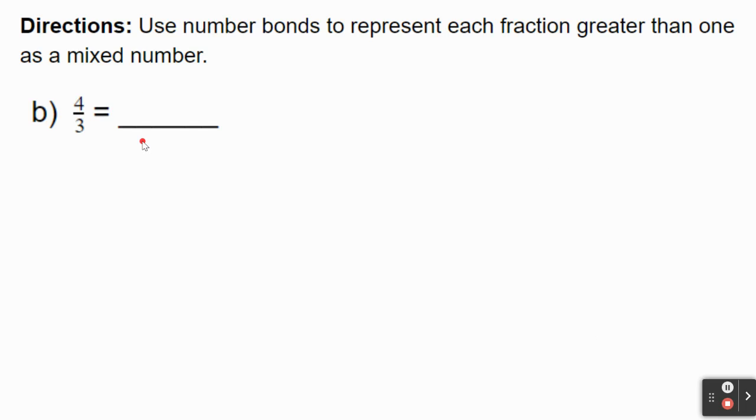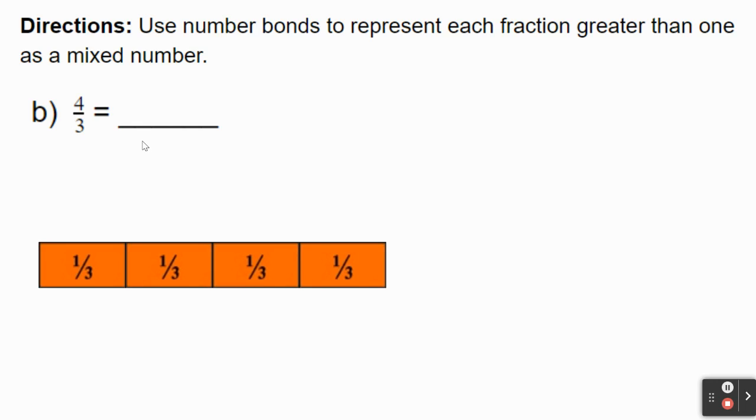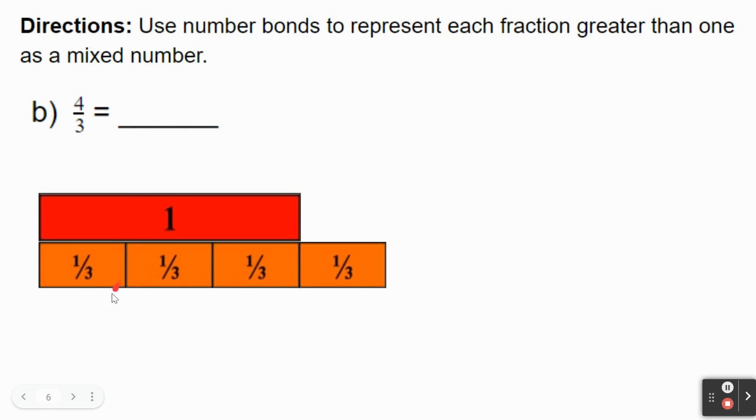Let's try another. Here we have 4/3. So that means we're going to have 4 1/3 size pieces. So we have 1, 2, 3, 4. If we compare this to 1 whole, we can see that 3 of these thirds makes 1 whole, and there's 1/3 left over. That means this mixed number would be 1 and 1/3.